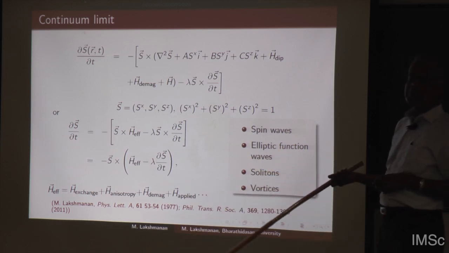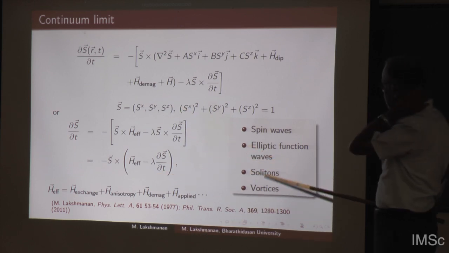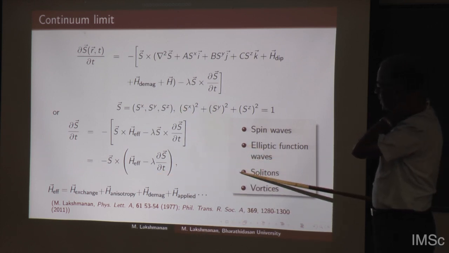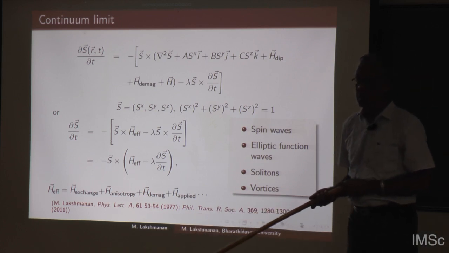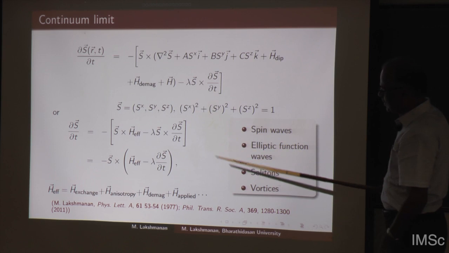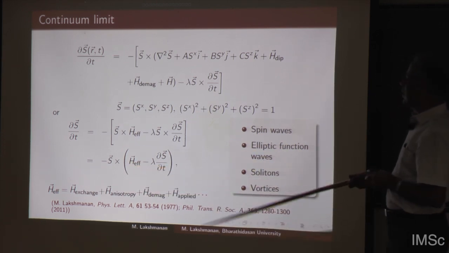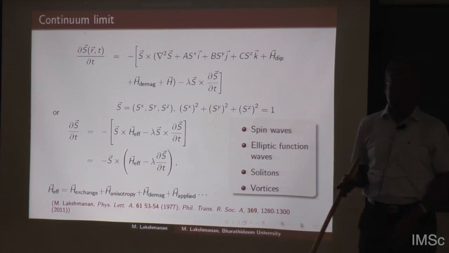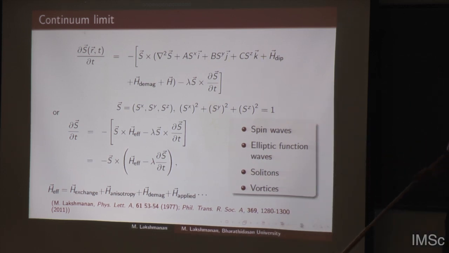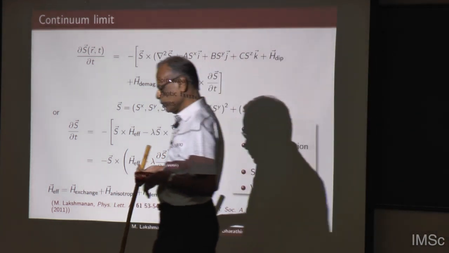There is a distinction between solitary waves and solitons, at least in the mathematical physics sense. In one dimension, but if you go to two dimensions, you can have vortex-like solutions. In some cases, you have what are known as skyrmions and so on and so forth. So there are many possible kinds of excitations one can identify in these systems. Elliptic function waves are periodic waves, but not sinusoidal.